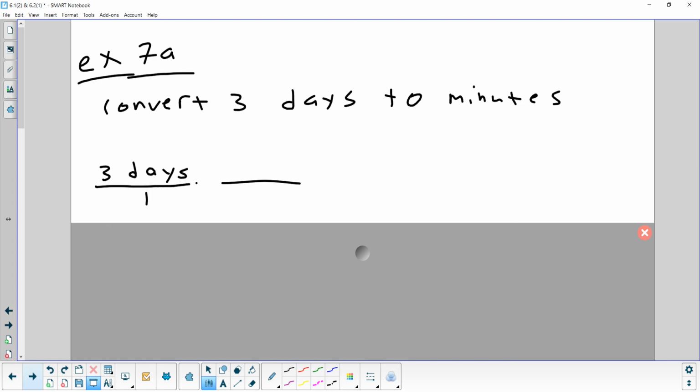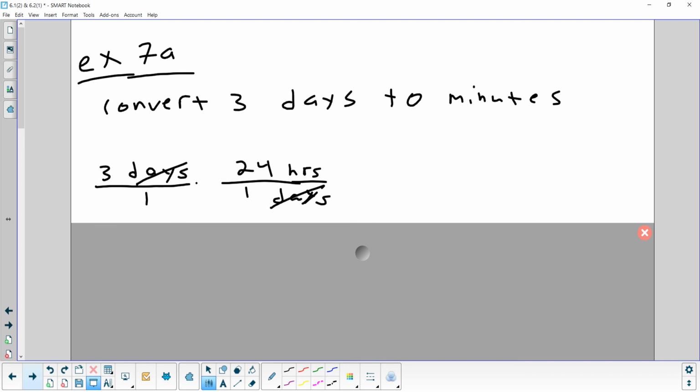Think of this 3 days like that. I want to cancel days out. Where would you put days in this fraction to cancel out? Yep. Bottom. Hours would go in the top. And now I need to know the conversion. How many hours in a day? Yep. Yeah, 24. Okay. Now, days and days is gone.